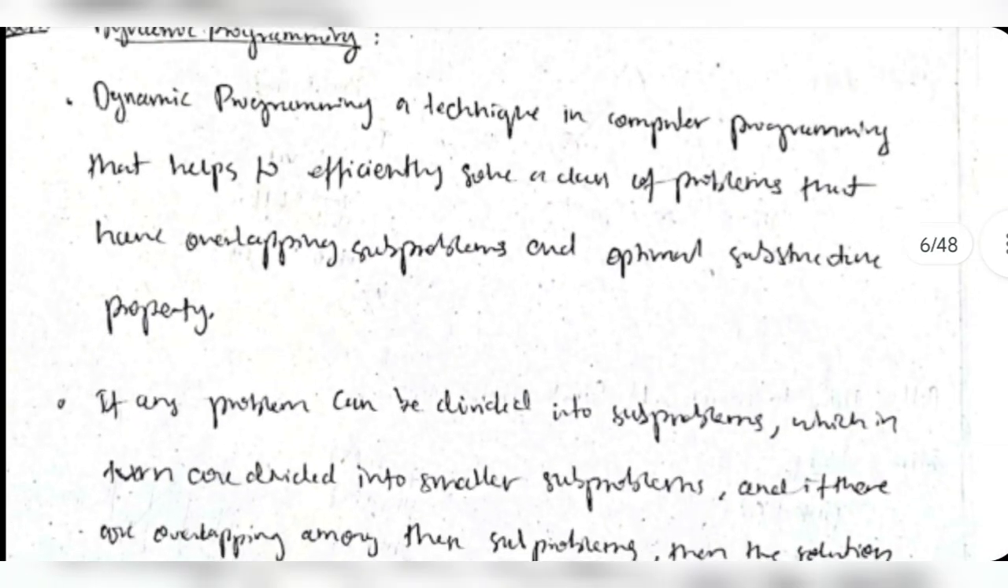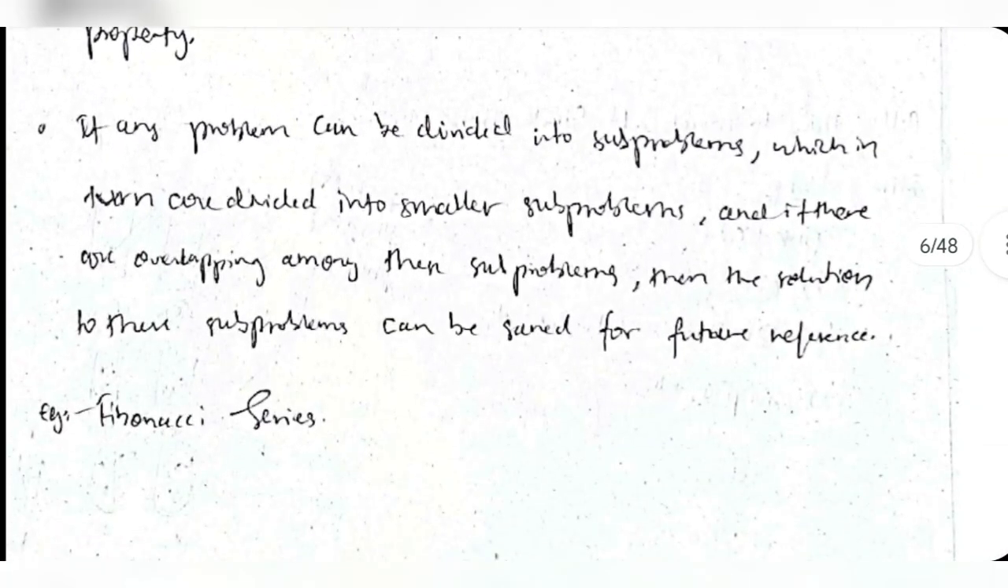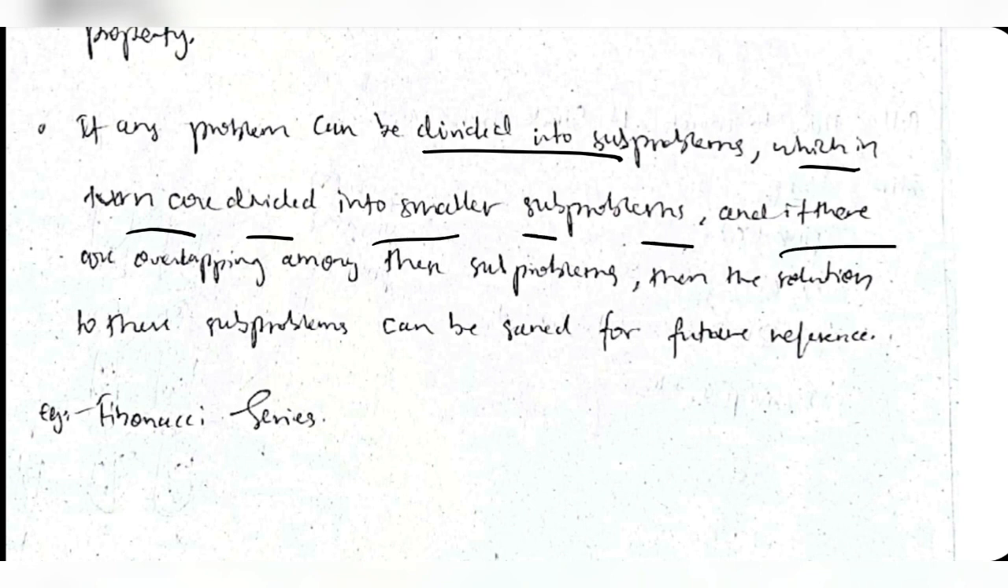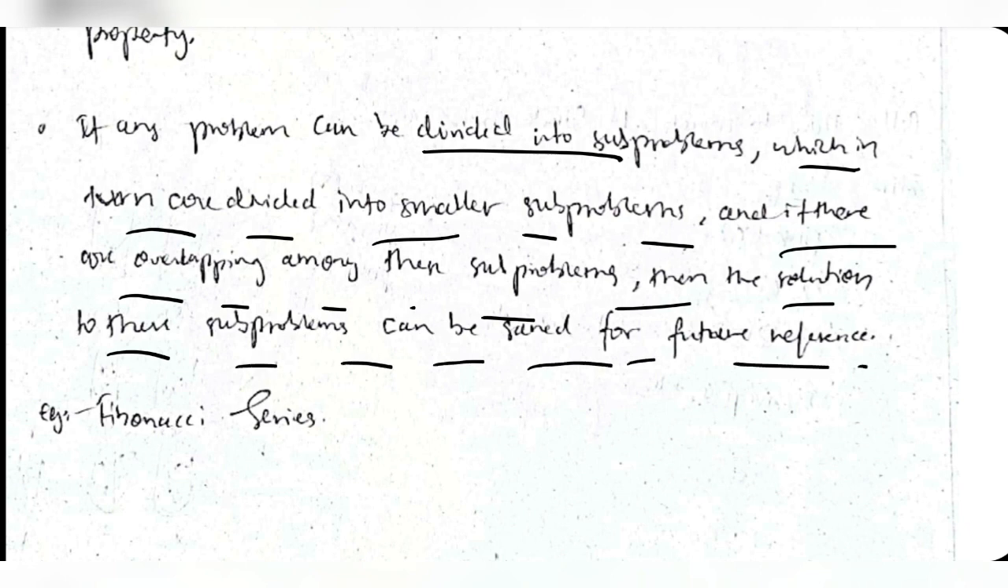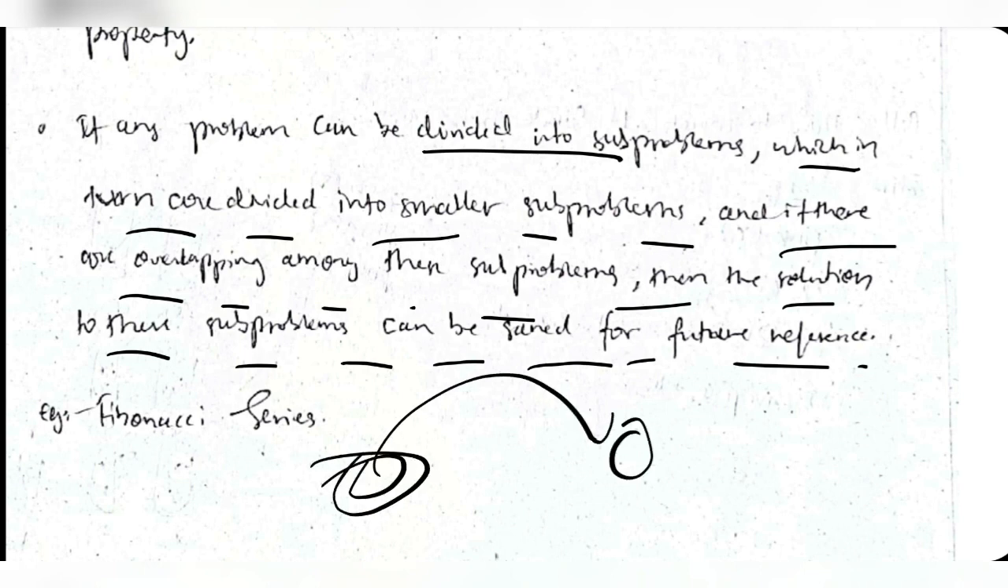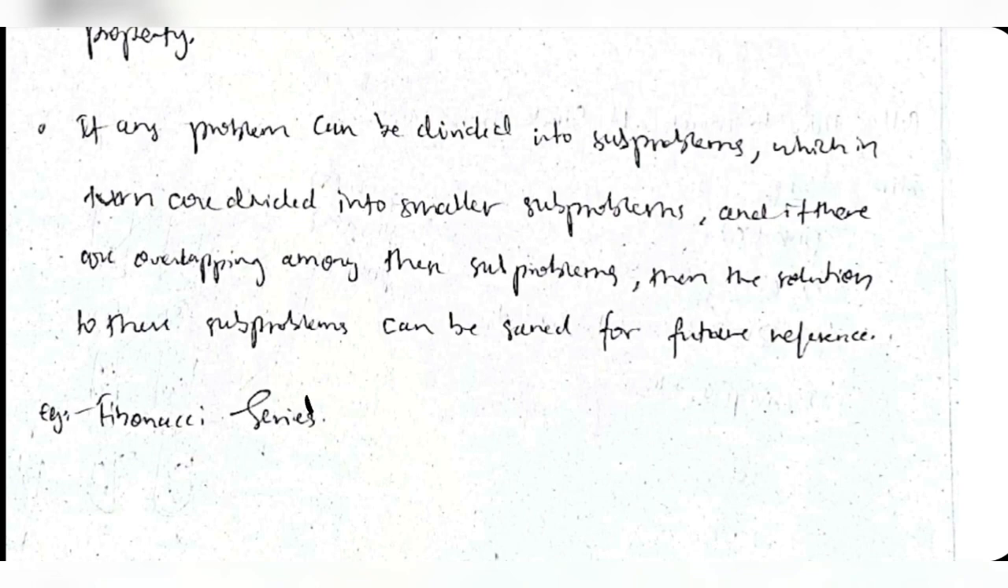So if any problem can be divided into smaller subproblems, and there is overlap among the subproblems, then the solutions to these subproblems can be saved for future reference. If we save them in the past, in future when we need them, we can just reference them instead of calculating again. So an example is the Fibonacci series.